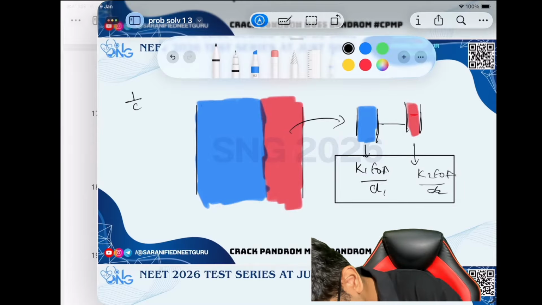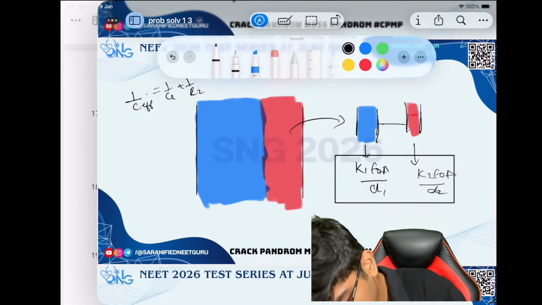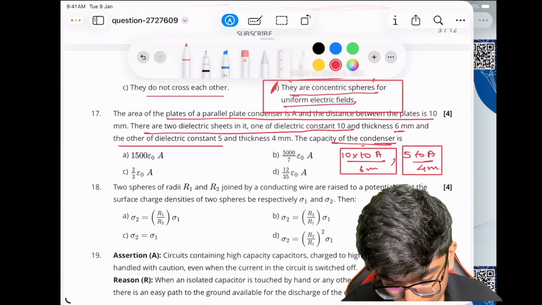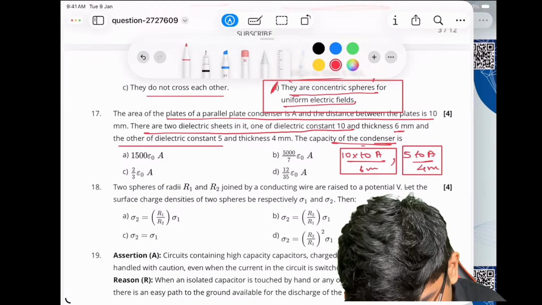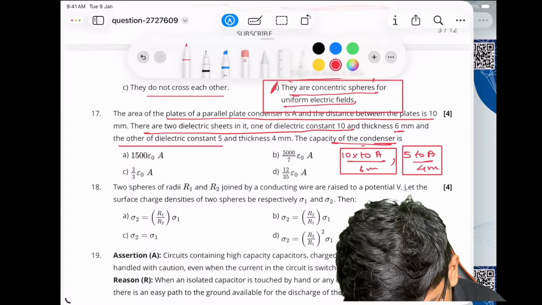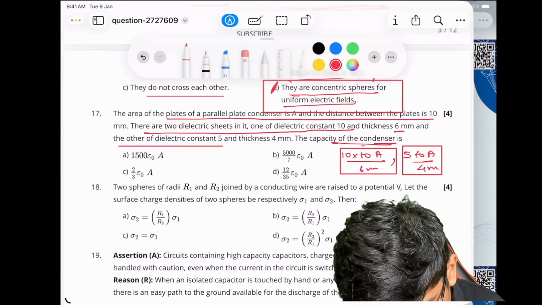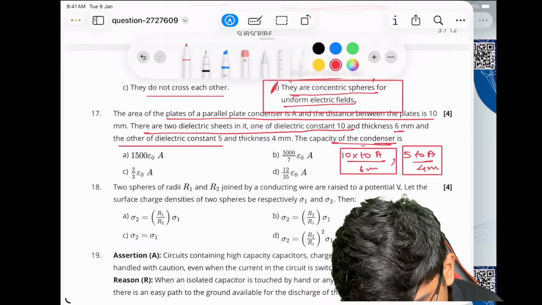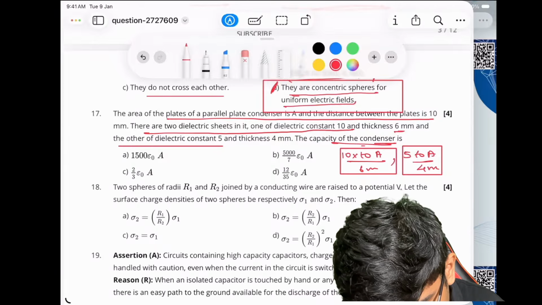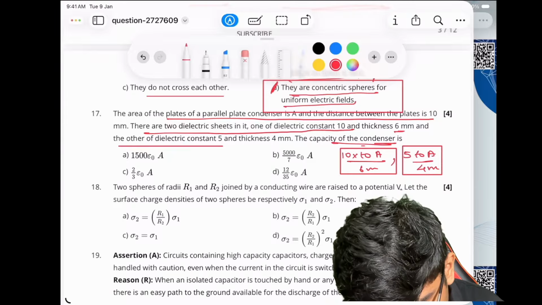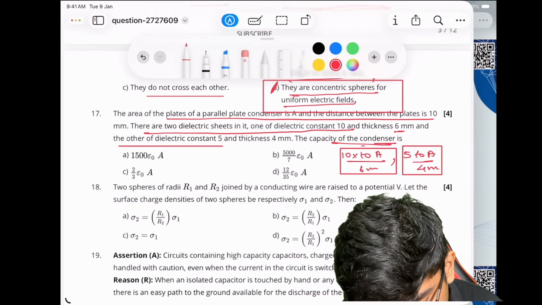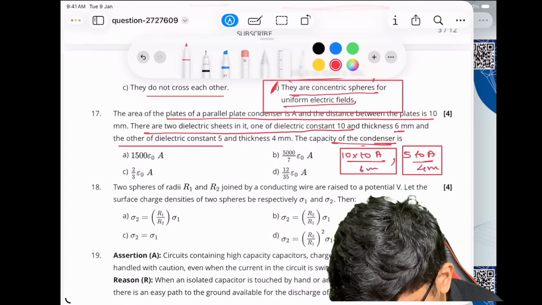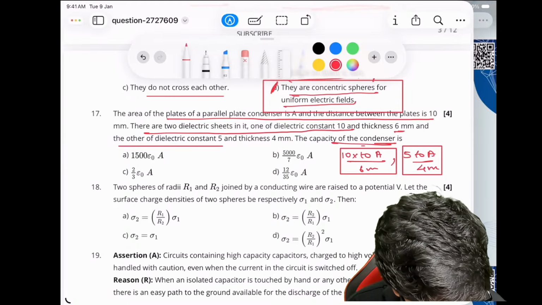For series, the capacitance is 1/C effective equals 1/C1 plus 1/C2. So if you solve this, you will get the answer. 6 will become 1000 plus 8, divided by, it will become 5000 plus 10,000, 15,000, in the denominator. So 10 into 5 will become 10, 8 plus 6, 24 by 10.